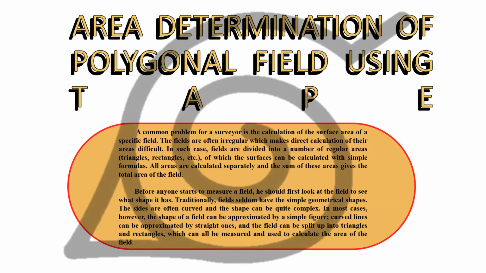In most cases, however, the shape of a field can be approximated by a simple figure. Curved lines can be approximated by straight ones, and the field can be split up into triangles and rectangles, which can all be measured and used to calculate the area of the field.